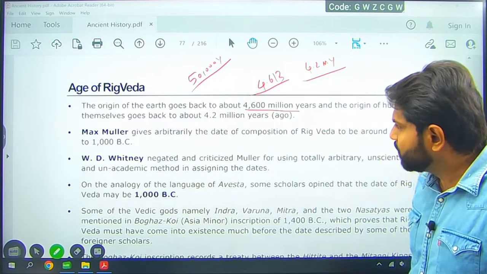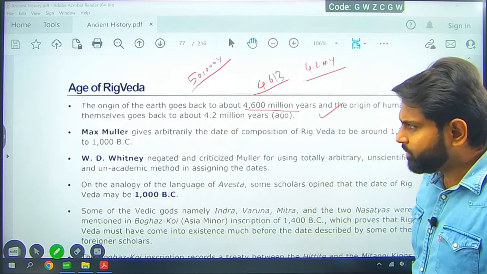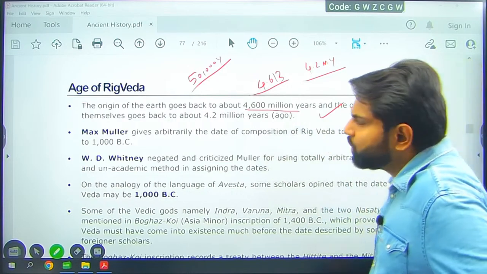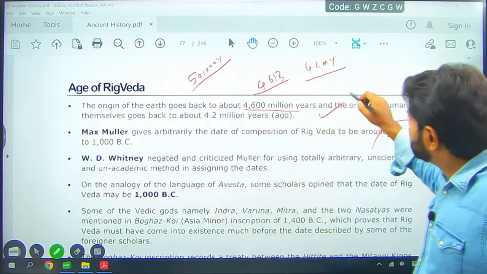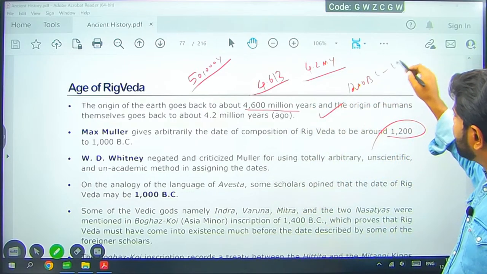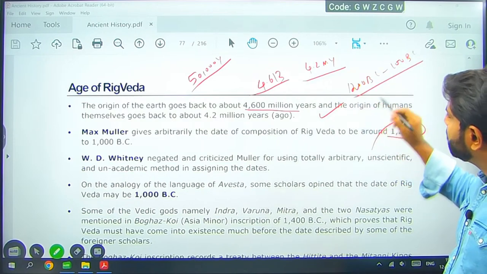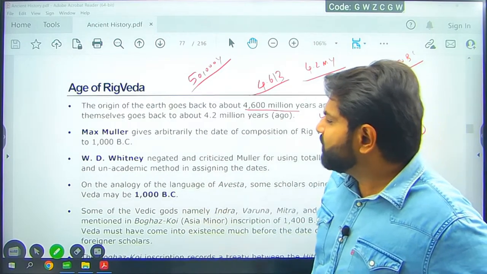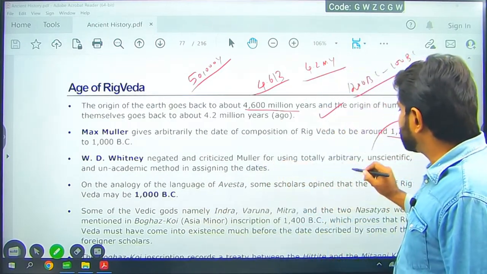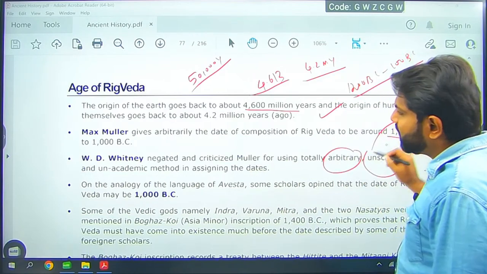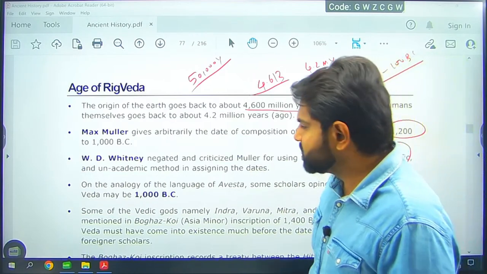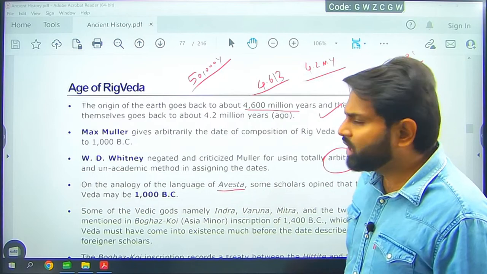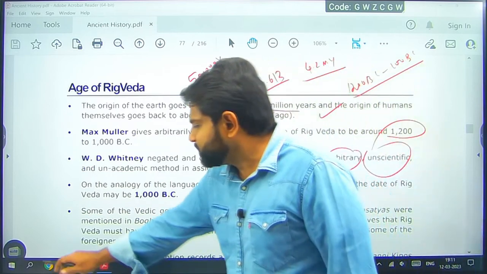Before that, Homo neanderthals and Homo erectus were there. Max Muller gave an arbitrary date of composition of Rig Veda to around 1200 to 1000 BC. W.D. Whitney negated and criticized Muller for using a totally arbitrary, unscientific, unacademic method of assigning dates. On the analogy of the language of Avesta, some scholars opined that the date of Rig Veda would be around 1000 BC.